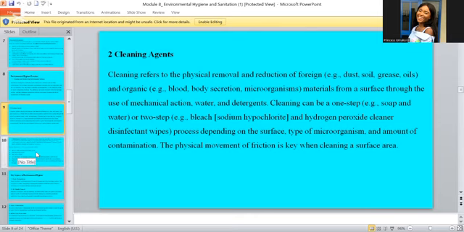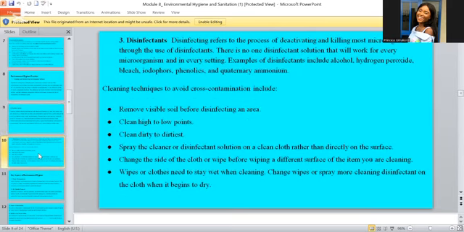We also have cleaning agents. Cleaning refers to the physical removal and reduction of foreign and organic materials from a surface through the use of mechanical action, water, and detergents. Cleaning can be a one-step or two-step process depending on the surface, type of microorganism, and amount of contamination. The physical movement of friction is key when cleaning a surface area.